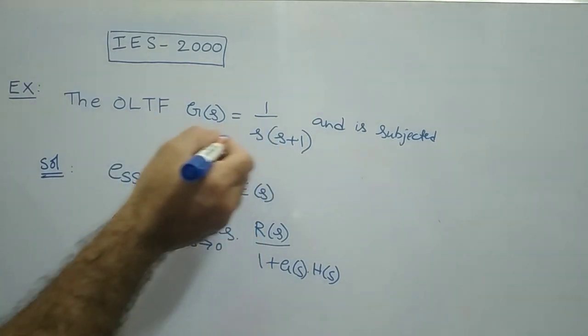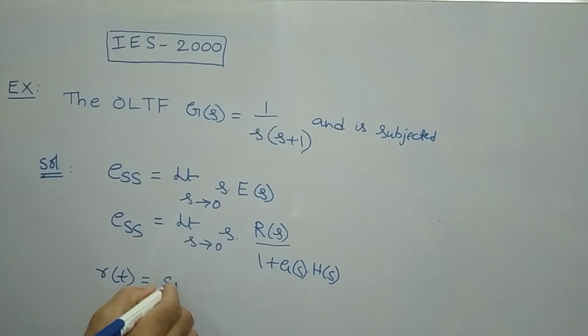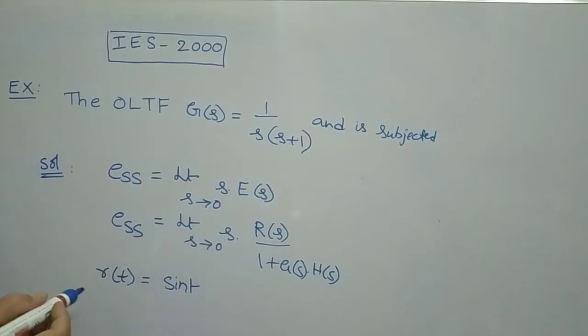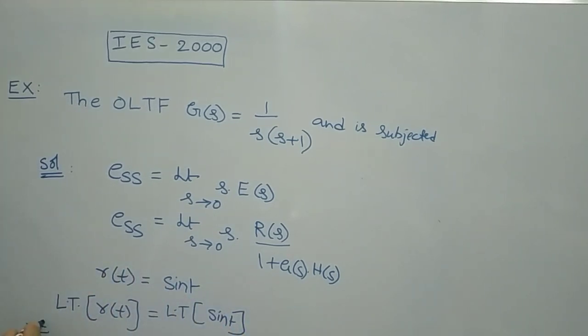So already it is given in the problem, the small r of t, I mean the input, is subjected to sin t. The time domain function is given, then r of t is equal to sin t. For this you need to find out the Laplace transformation. If you apply the Laplace transformation to this function, the Laplace transformation of r of t is nothing but the Laplace transformation of sin t. Clear? The Laplace transformation of r of t becomes your R of s.